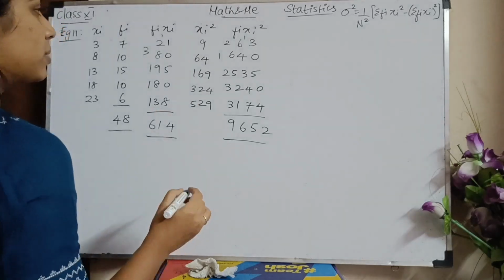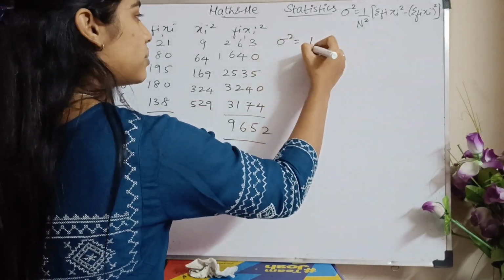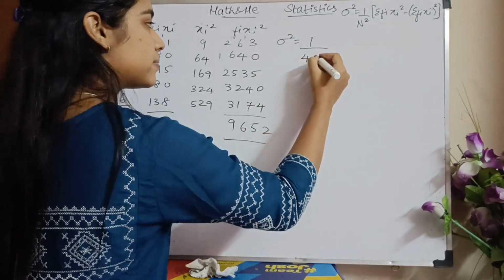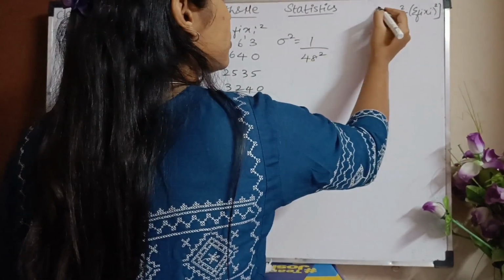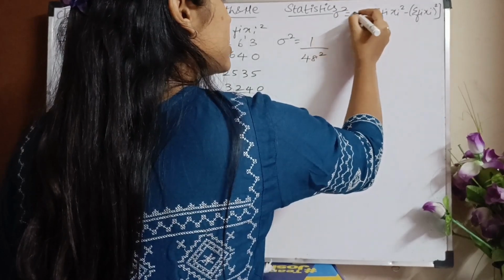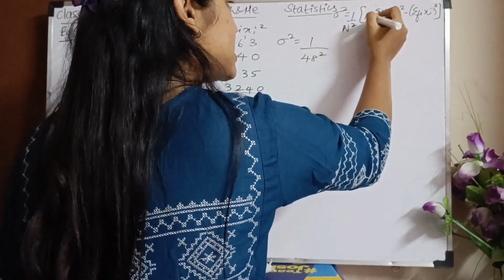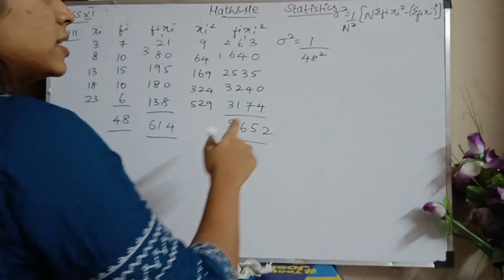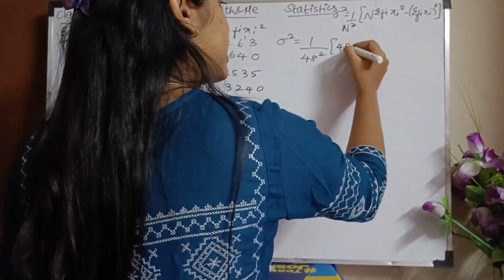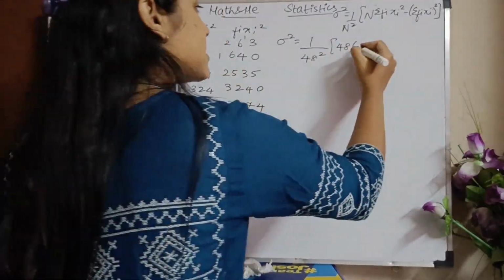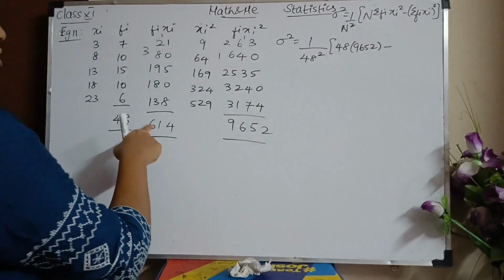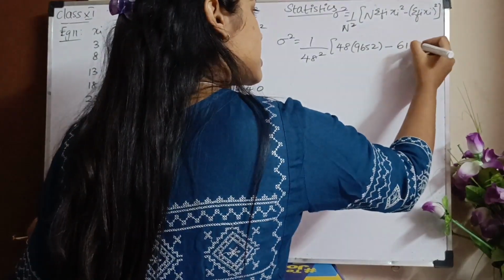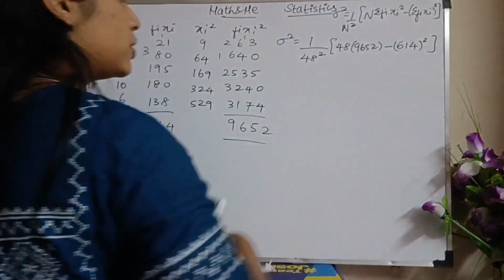When I substitute it in the formula, what will I have? Sigma square is 1 by n square, which is 48 square. In the formula, we also have an n, okay? Don't miss the n. So I have sigma square is 1 by n square times n into sum of fi xi square, okay? So when I do that, I'll have 48 into sigma fi xi square, which is 9652, minus sigma fi xi the whole square, which will be 614 the whole square. 614 the whole square.